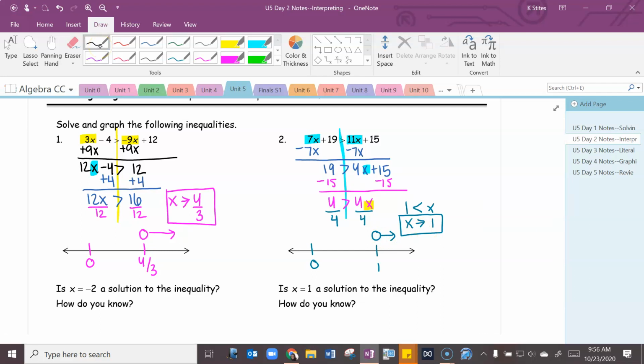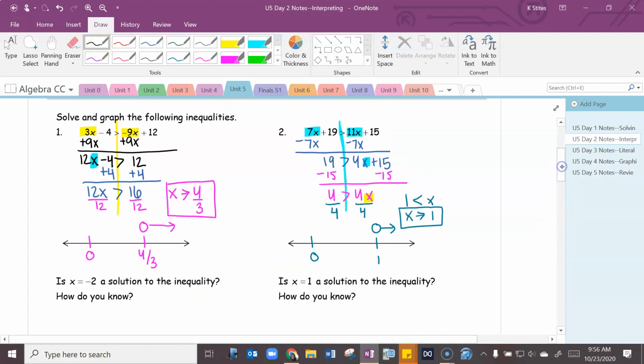So now we have some follow-up questions for these two problems underneath. We have, is x equals negative 2 a solution to the inequality? Well, negative 2 would be over here. We can see it's not on our arrow. Okay, and our reason is that negative 2 is not greater than 4/3. Okay, this is just a symbol that shows the slash through shows it's not equal to. So negative 2 is not greater than 4/3. Not equal to.